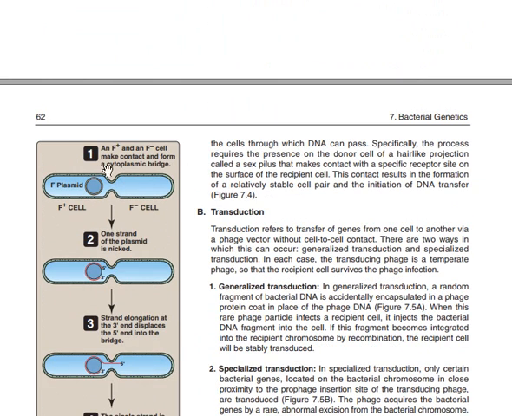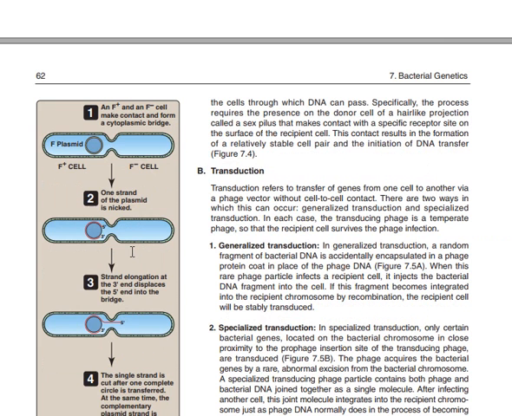In order for you to do a cell-to-cell transfer of a conjugative plasmid, you need to have two main types of cell. You have an F positive and an F negative cell that are going to make contact together. The F positive cell is what has the plasmid, while the F negative cell does not have the plasmid. They make contact by the use of their pili. When they have contact by the use of pili, one strand of the plasmid is going to be nicked.